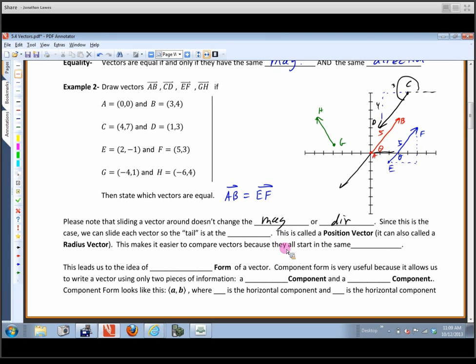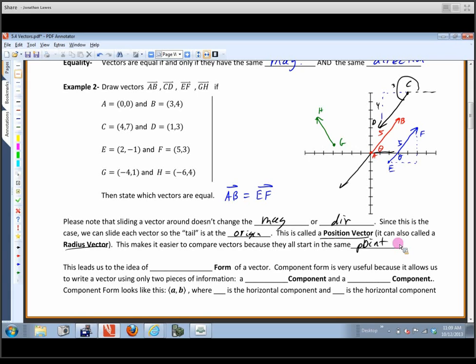Okay, so again, I've just demonstrated that the easiest way to do this is to slide it so the tail is at the origin. If we slide it so the tail is at the origin, we have a couple names for this, but it's called a position vector or a radius vector. The reason position vectors are nice is because they make it really easy to compare vectors, since they'll all start at the same point. If they start at the same point, then it's really easy to tell, do they head in the same direction, and do they have the same magnitude? Are they the same length?